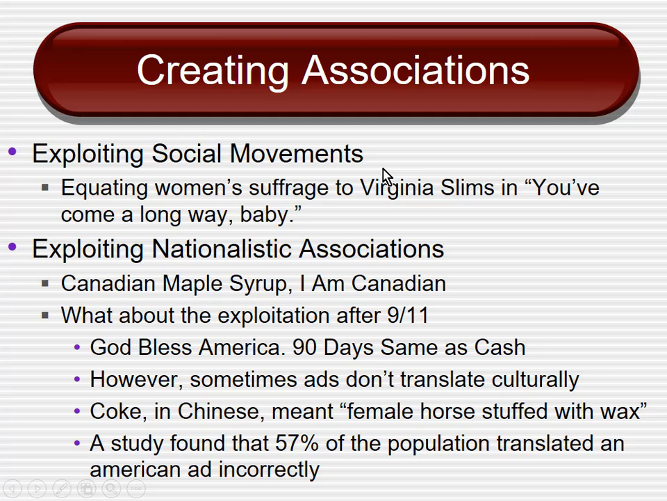Finally, when you're making associations, you can try to exploit social movements. So if you look at women's rights right now and the Me Too movement that's going on, the topic is still kind of sensitive, but I guarantee you before much longer, someone will come out with a product that tries to take advantage of the Me Too movement and tell you, now that women are standing up more for their rights, here's the product that women deserve.